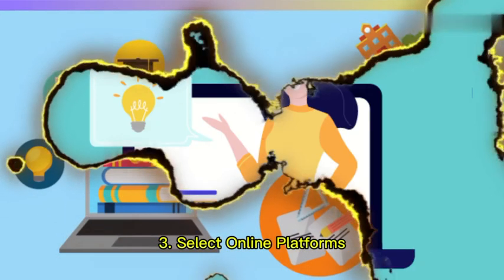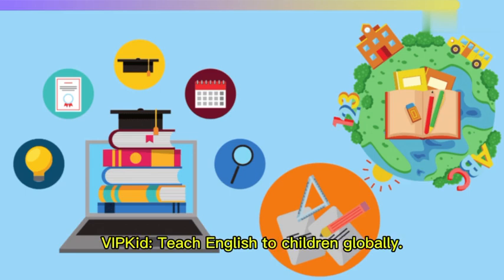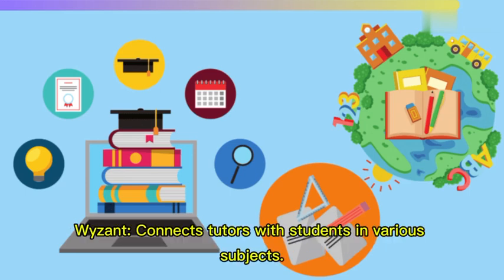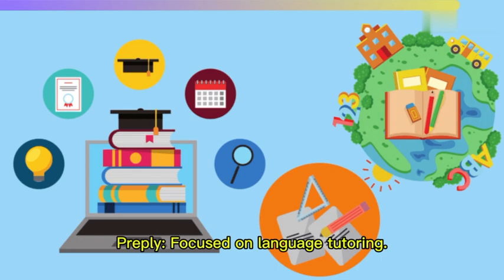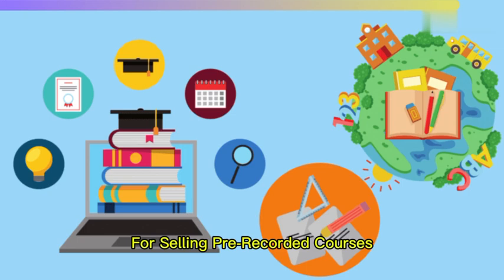3. Select online platforms. For one-on-one tutoring and group classes: VIPKid, teach English to children globally. Wyzant connects tutors with students in various subjects. Preply, focused on language tutoring. Chegg Tutors offers a wide range of academic subjects.